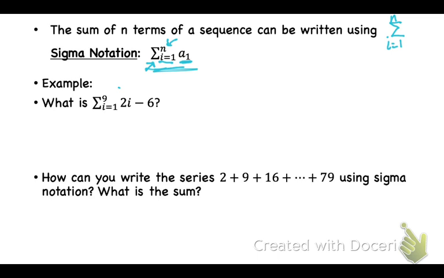So that means I plug in 1, then 2, then 3, then 4, then what? 5, all the way to what? 9. So into this rule. If I plugged in 1, I'd have 2 minus 6 is negative 4. And then if I plugged in 2, I'd have 4 minus 6 is negative 2. If I plugged in 3, I would have 0.